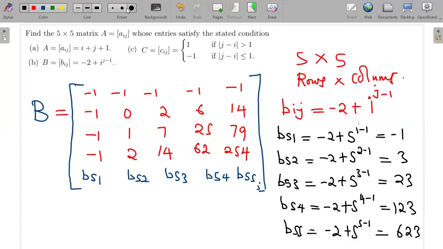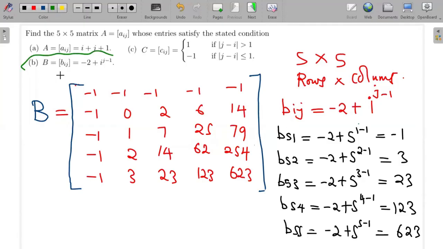So these are my entries in the fifth row. So let's put them there. Then we'll be done with part B. So that will be minus 1, 3, 23, 123, 623. Okay, so this is the matrix B constructed from this rule that we are given there. All right, so that's it for part B.